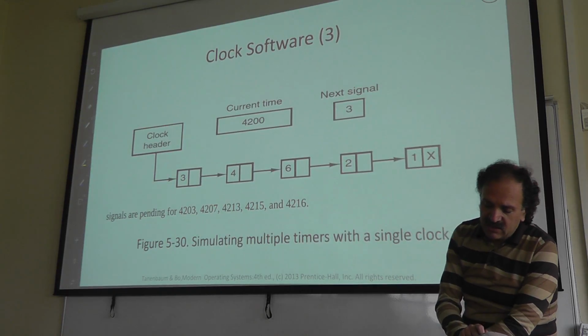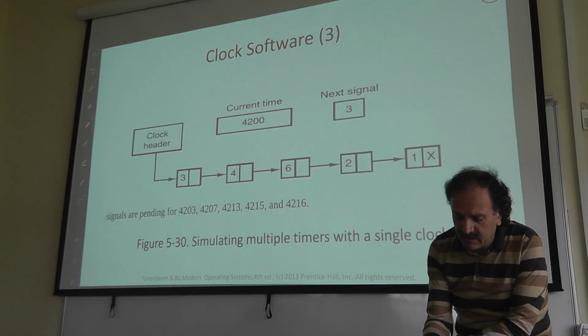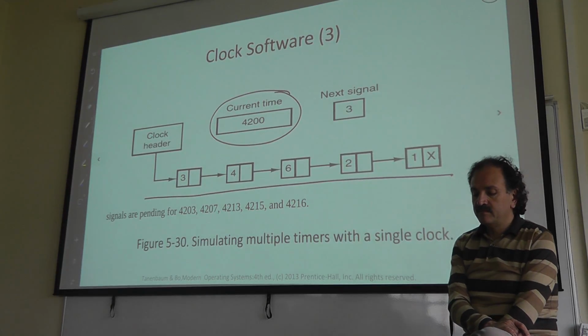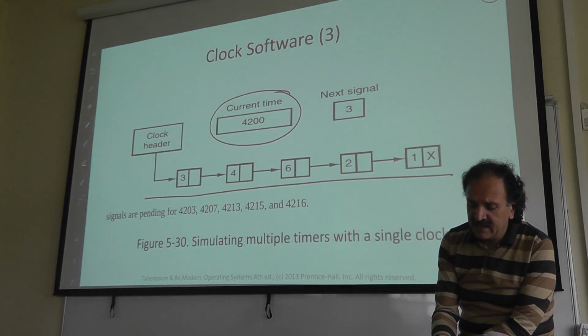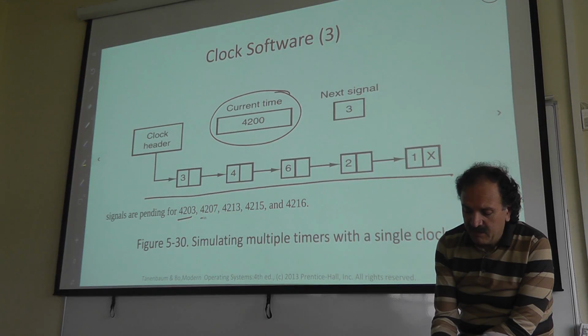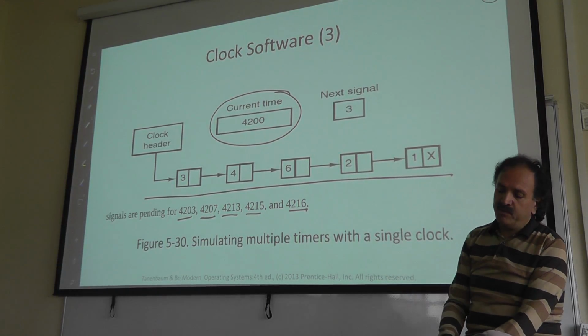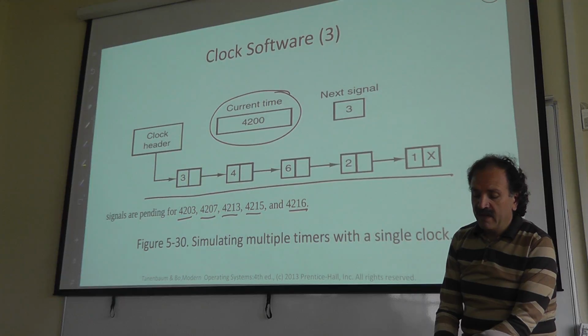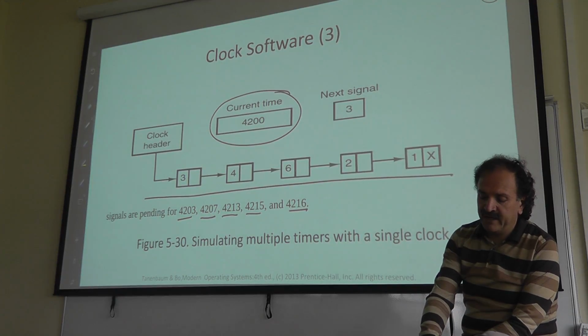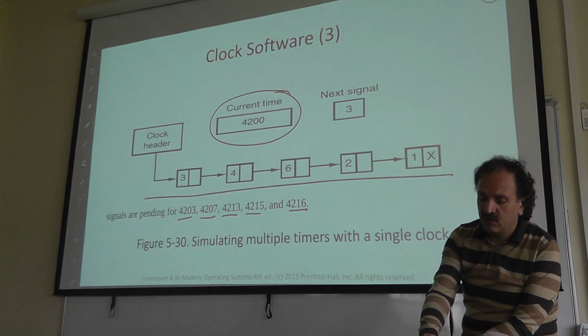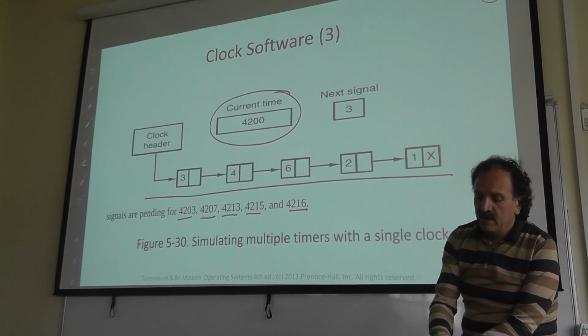So the structure is like this actually. Let's say this is our current time, and this is our table, like a linked list. One process says, wake me up at this time. The other one says wake me up at this time, and this time, and this time, and this one. So there are 1, 2, 3, 4, 5 processes waiting to be signaled. They say that signal me when the time is up. So this is the current time.